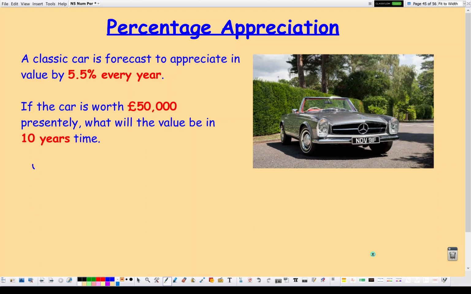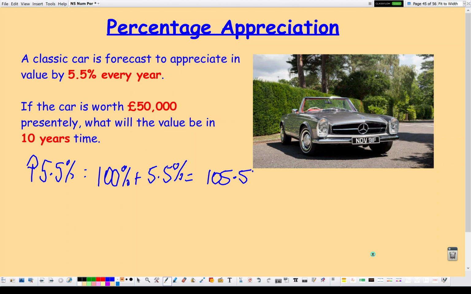So, the multiplier this time is for an increase of 5.5%. So, go through the same process, please. It's 100% plus 5.5%. So, that is 105.5%. Changing that to a decimal number, you just divide it by 100. That decimal point is just going to move back 2 places, and it's going to be 1.055.